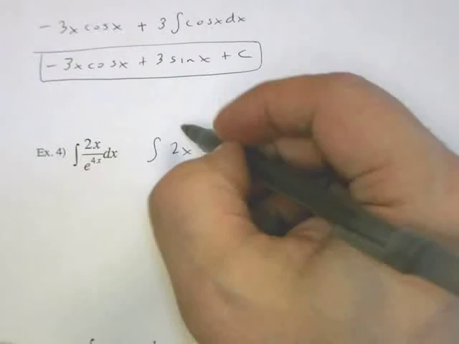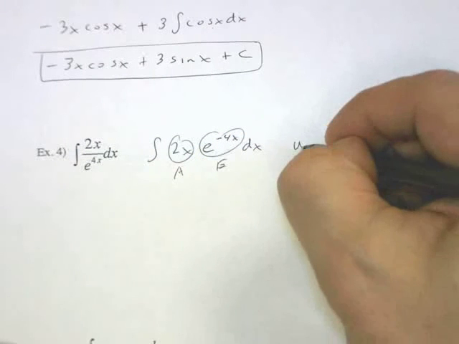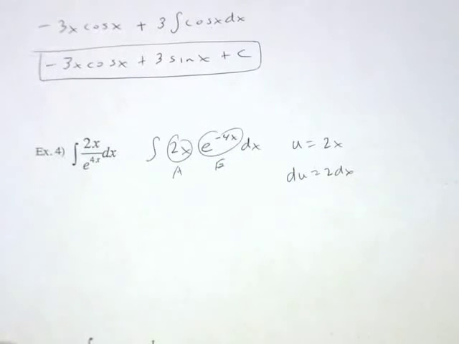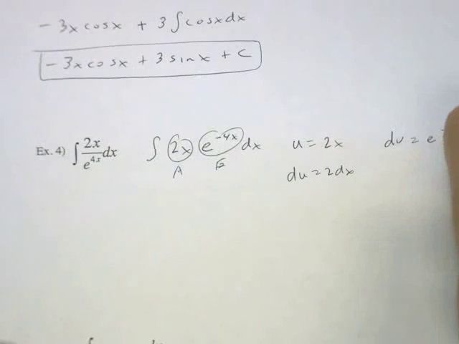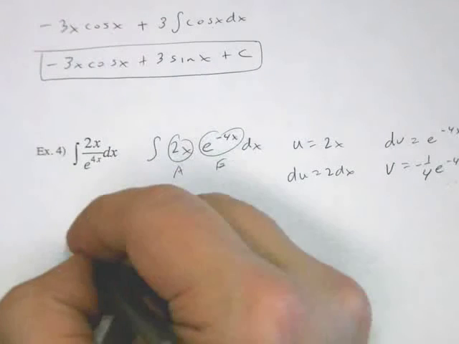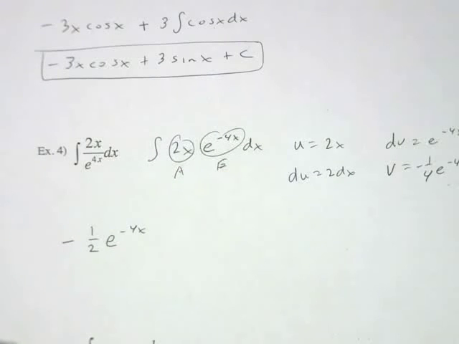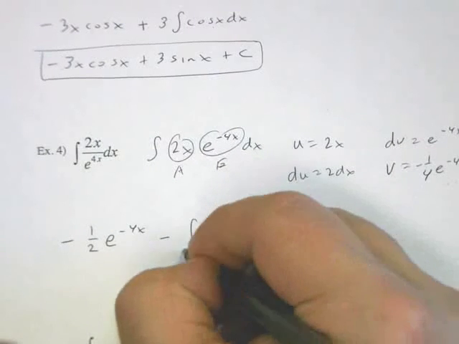Okay, we have an algebraic and we have an exponential. So I'm going to make u the algebraic function, which makes du 2dx. I'm going to make dv the e to the negative 4x dx term. Integrating that would be negative 1/4 e to the negative 4x. Okay, u times v, so we have negative 1/2 e to the negative 4x minus the integral of v du.